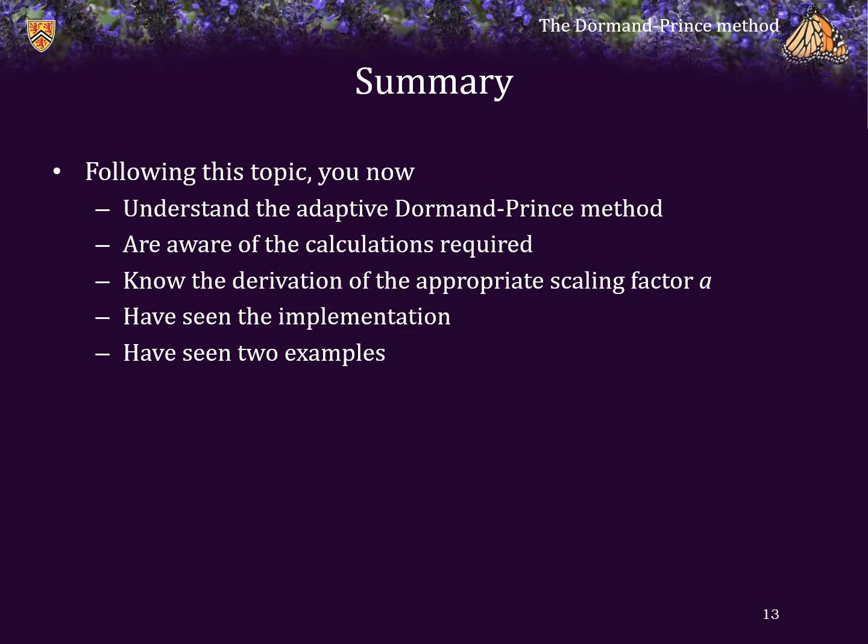Following this topic, you now understand the adaptive Dormand Prince method, and you're aware of the calculations required to get these approximations of y and z. You also know how to take these approximations and derive the appropriate scaling factor A that will tell us the appropriate step size to use. You've seen the implementation and have seen 2 examples.